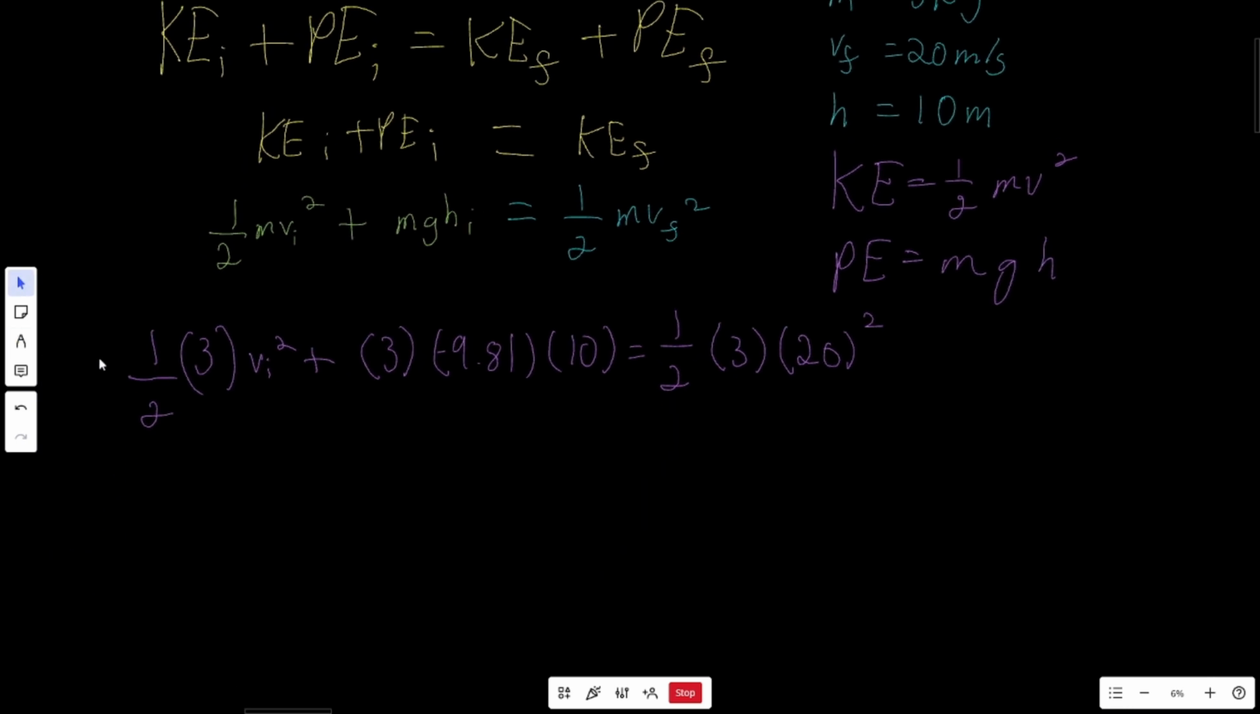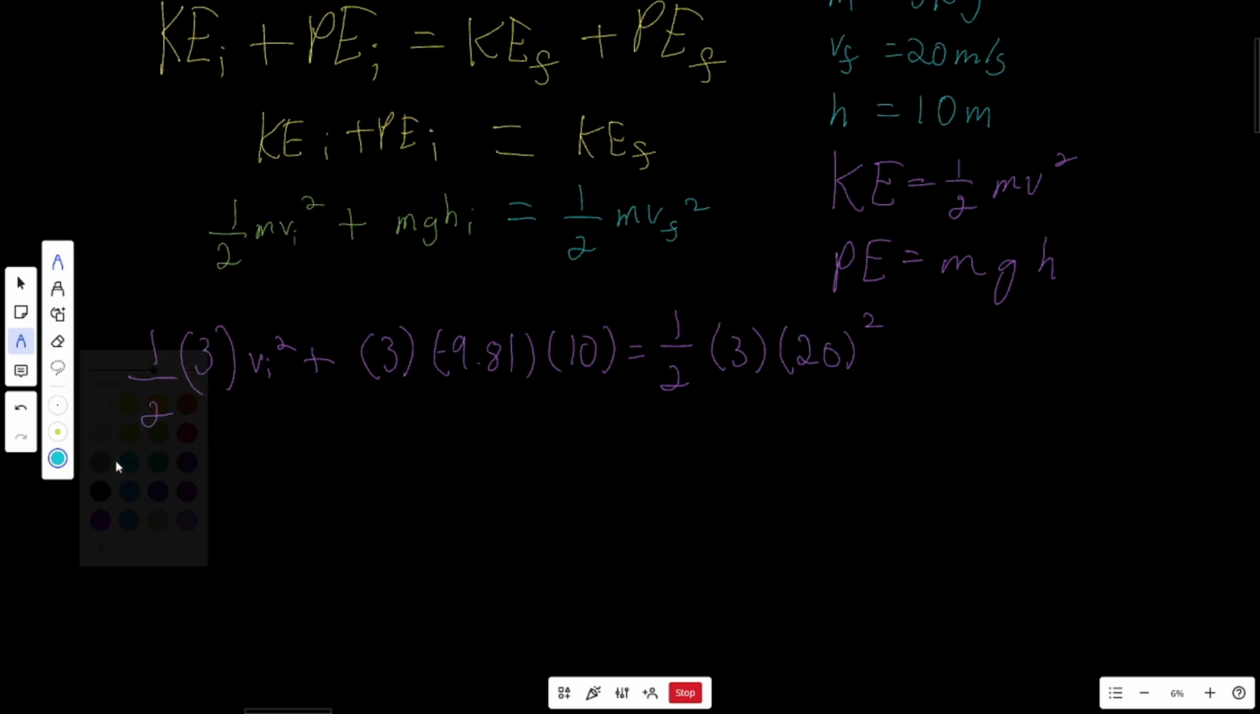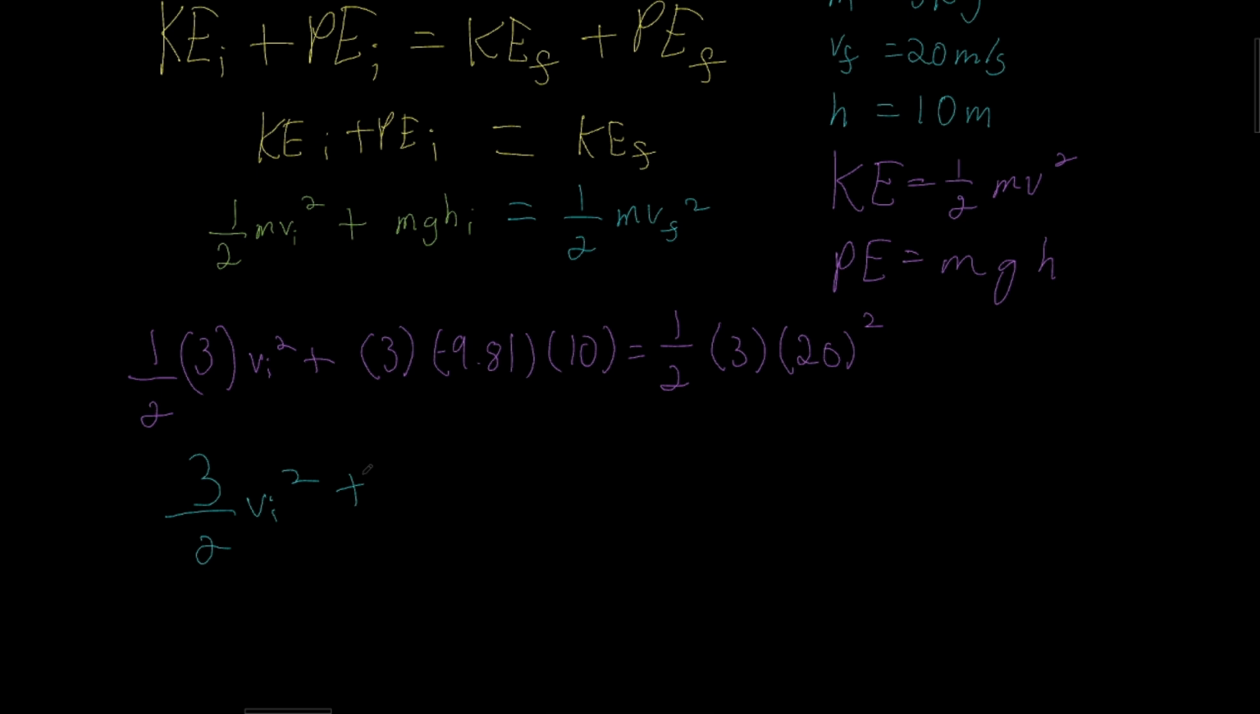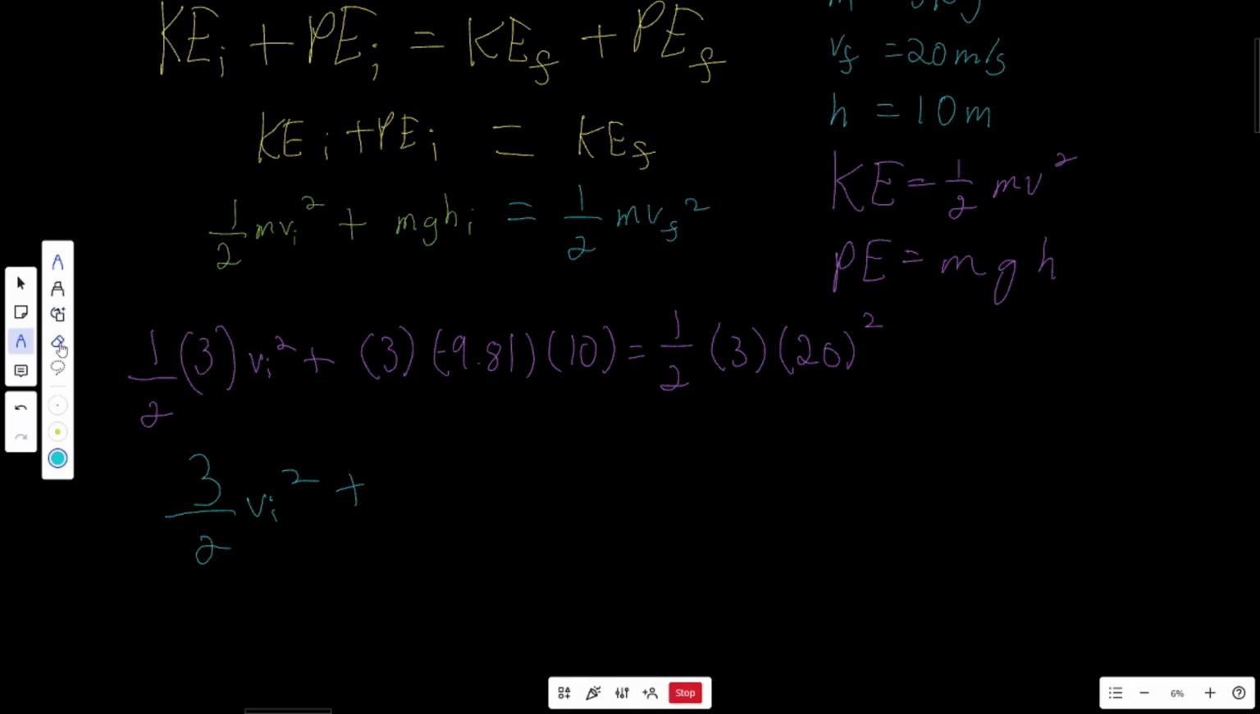Okay, so now let's simplify. So we know that this is going to equal 3/2 vi squared plus 3 times negative 9.81 times 10. This is equal to, hold on, minus 294.3, and this will be equal to 400 divided by 2, so 200 times 3, that's 600.